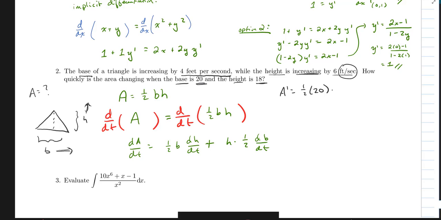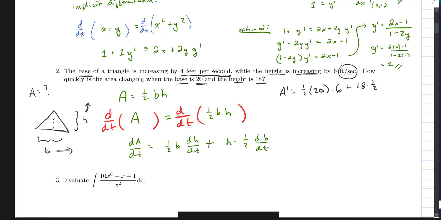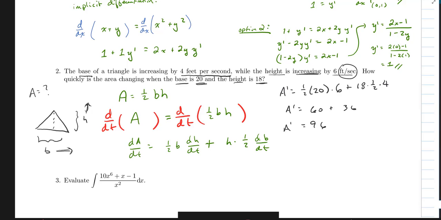Okay. So I'm going to take that and multiply it by 6 there, and then we're going to add to this h, which is 18 times 1/2 times dB dt, which is where we use the 4. So if we solve this now for a prime, we get 60 plus 36, we get 96. Folks, it would be a real bummer to have done all the math correctly to this point and to not get full credit on this problem.